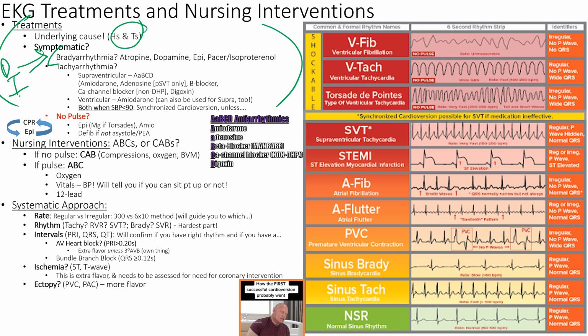For bradyarrhythmias, we mentioned DYE was our mnemonic. Are there drugs, ischemia, or electrolytes that are causing problems? And we might need to treat those underlying problems, but in the meantime, we're going to hit them up with some atropine, some dopamine, epinephrine. We might even need to pace them.